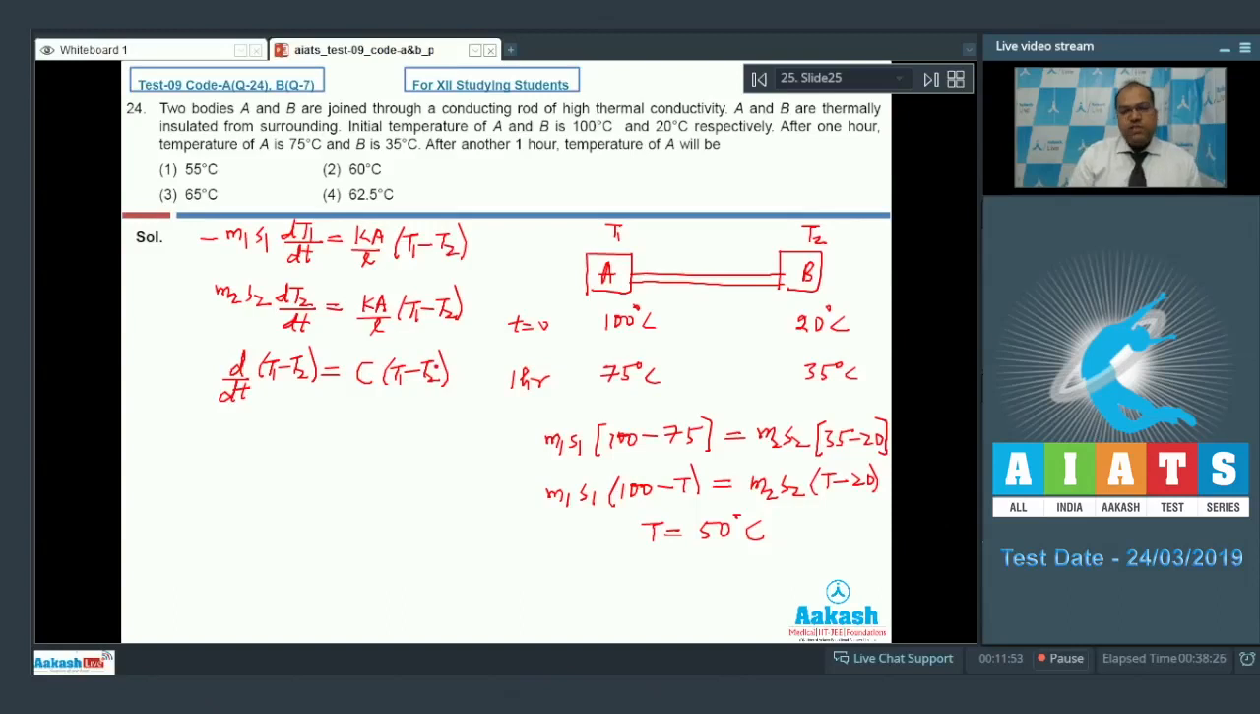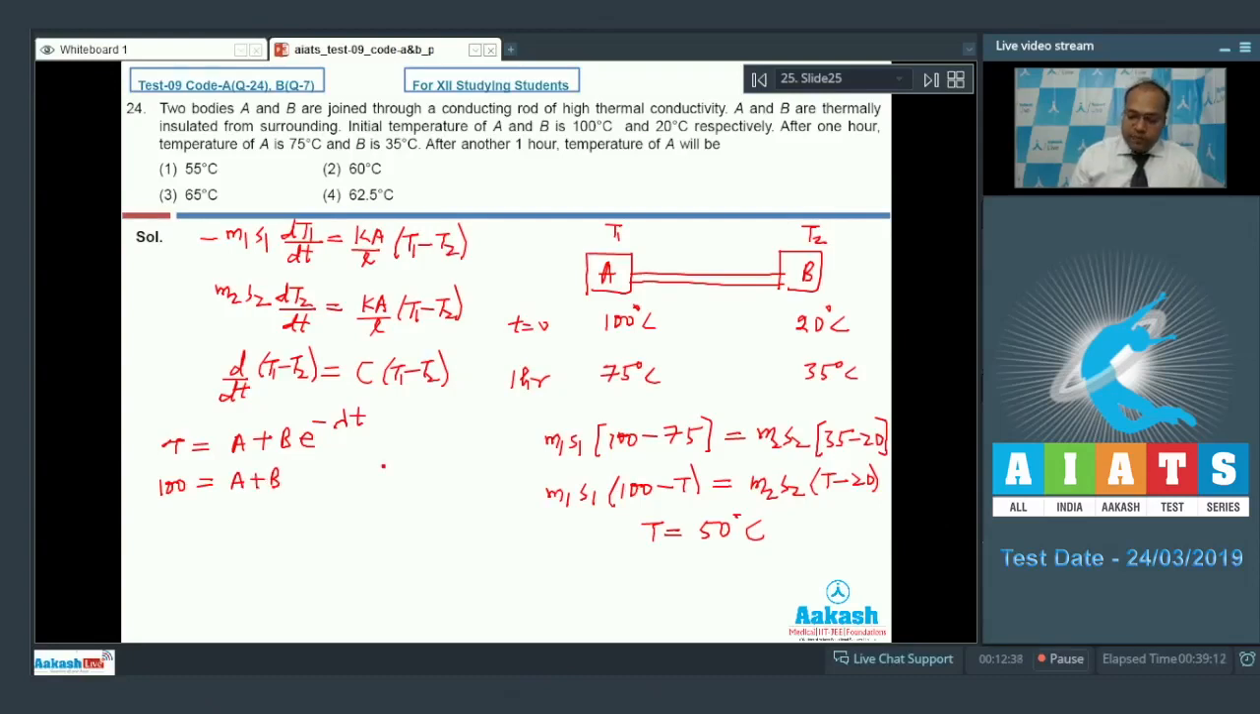So from here we can say that the temperature difference at any time t between the two bodies is an exponential function of time. So the temperature of body A as well as of body B also varies with time. I am writing the temperature of A at any time t as A plus B into e raised to the power minus lambda t. At t equal to 0, the temperature of the body is 100, so 100 is equal to A plus B.